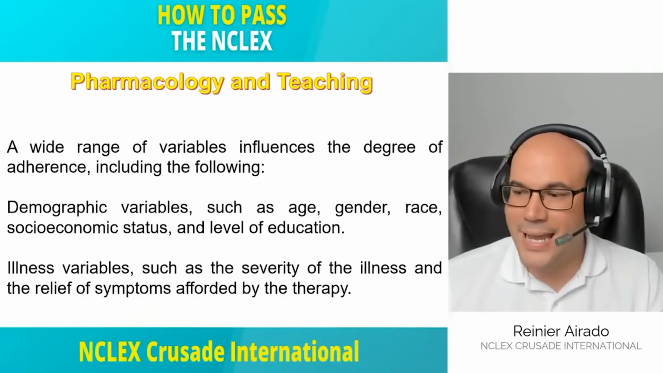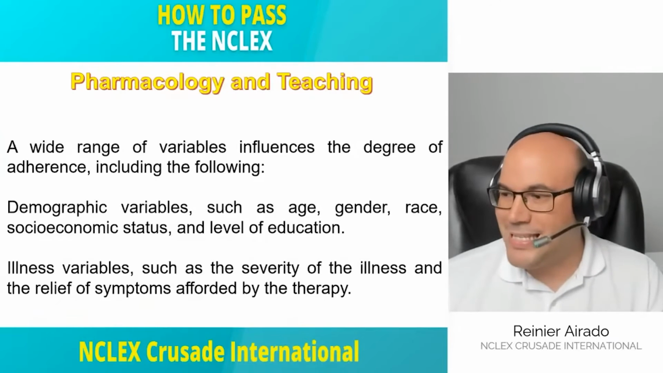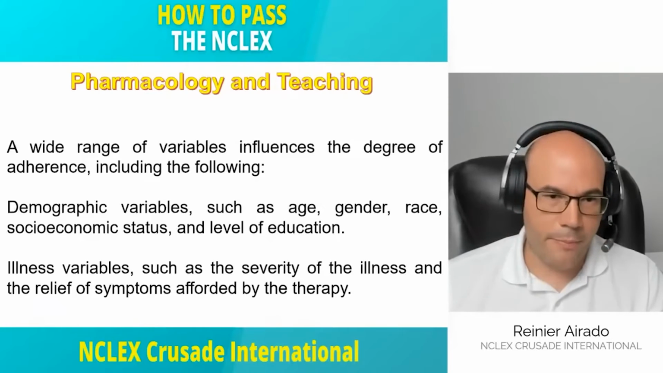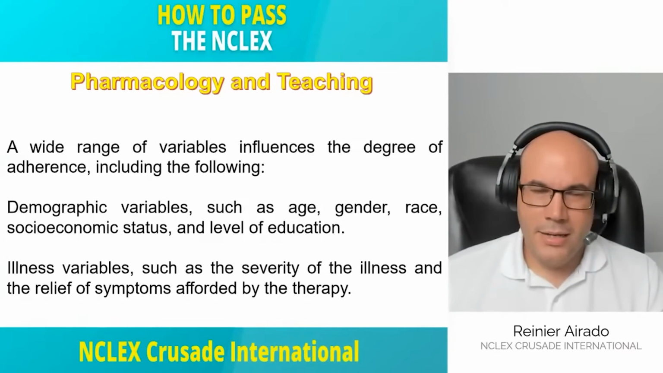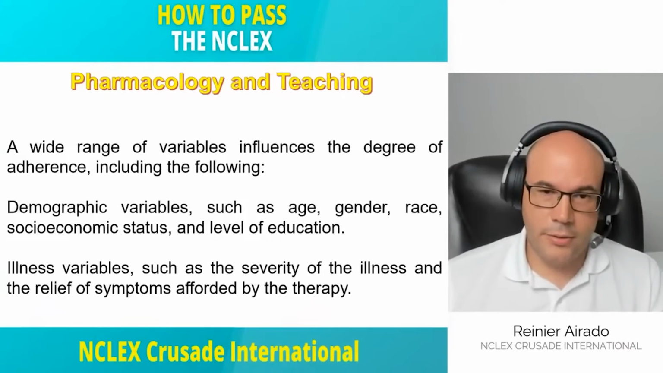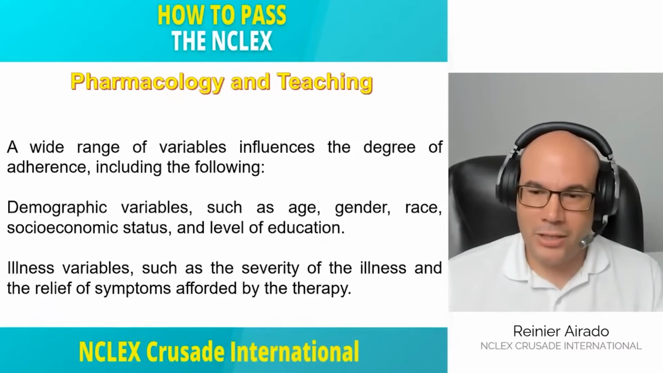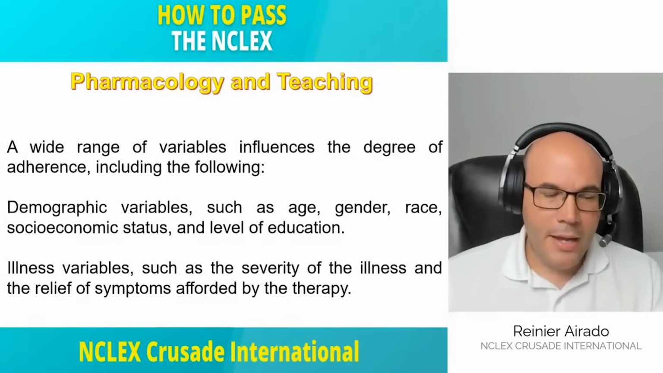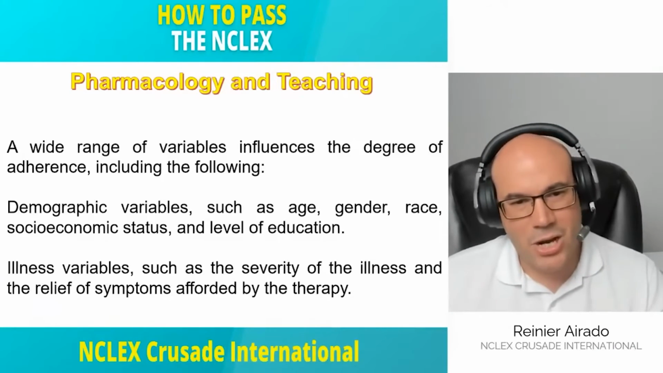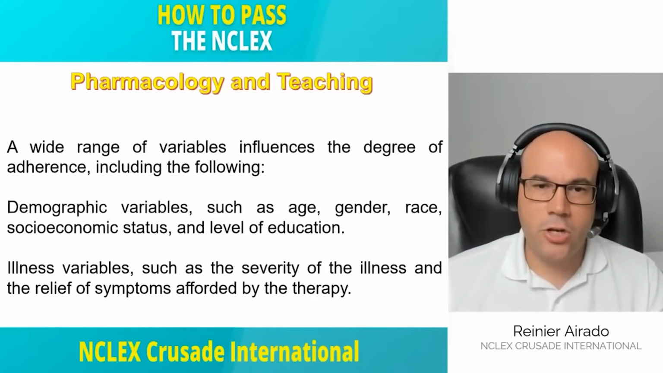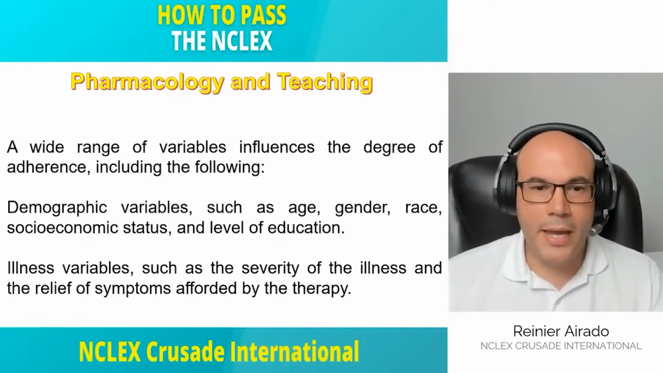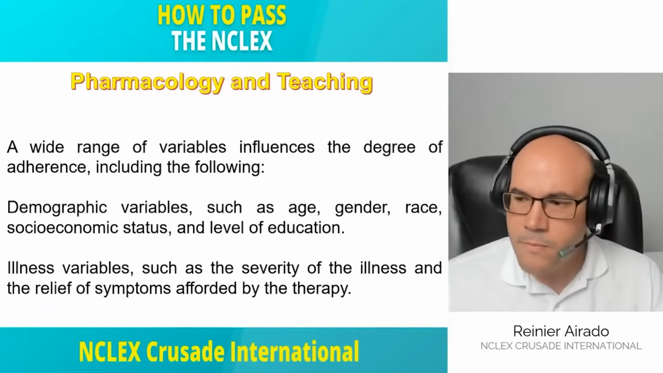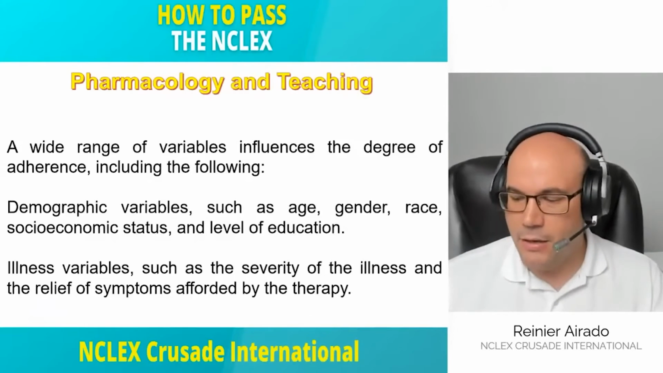Another factor is illness variables, such as the severity of the illness and the relief of the symptoms afforded by the therapy. In other words, let's say you're dealing with a patient that has a chronic condition, and no matter how the patient takes the medication, the patient sees that he's been taking the medication for a long period of time, and the symptoms do not necessarily improve. The patient continues to deteriorate. There could be a time that they go, enough is enough. I'm not taking any more medication. So that is what is called an illness variable.